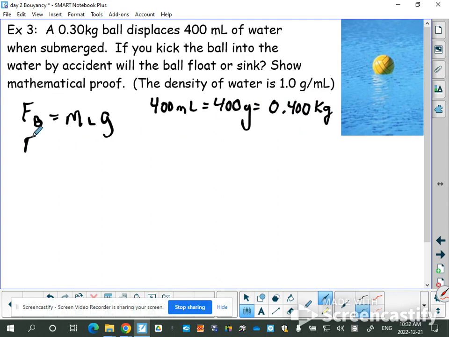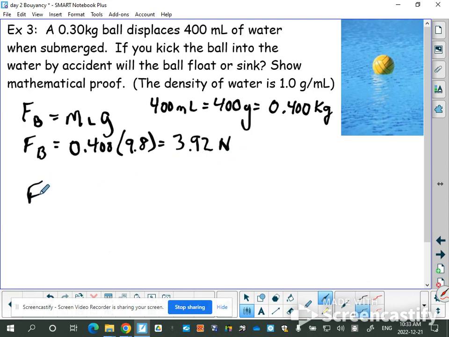So I can just find the buoyancy force by finding my 0.4 times my 9.8, and that'll give me the buoyancy force. Because remember, we're finding the mass of the water, or the force of gravity on the water that's displaced, because it'll displace the water it needs for that buoyancy force. So that gives me a buoyancy force of 3.92.